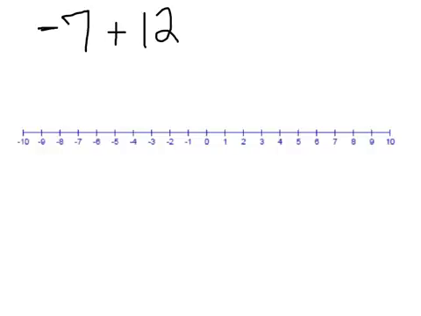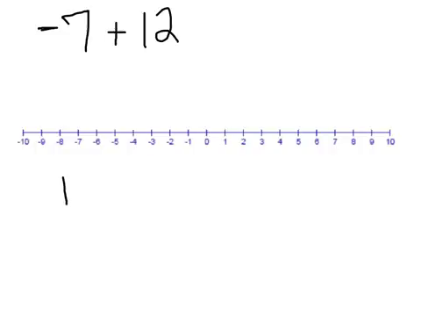Let's look at another one. -7 plus 12. Here I have 2 numbers that have different signs. -7 is negative because there's a negative sign in front of it. 12 is positive. There's even a positive sign in front of it. If your signs are different, you are going to subtract them normally and keep the sign of the larger number.